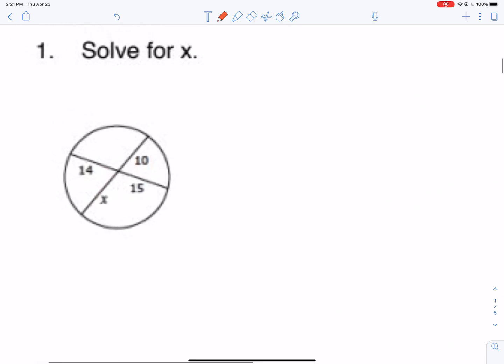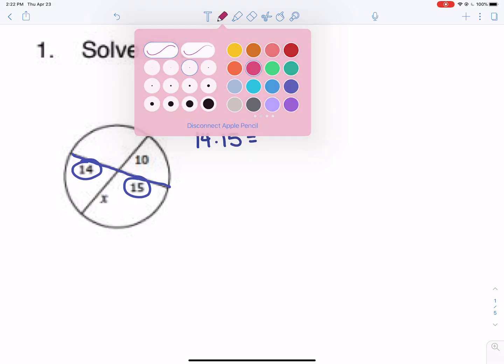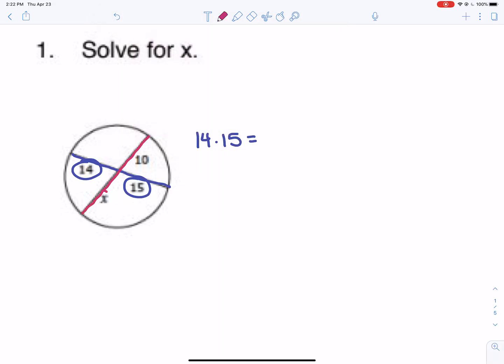On number 1, this is considered a type 1 problem because these two chords intersect inside the circle. We would say 14 times 15, because those are on the same chord, would be equal to x times 10, because those are on the same chord. It's a pretty straightforward example of that first type of intersection.